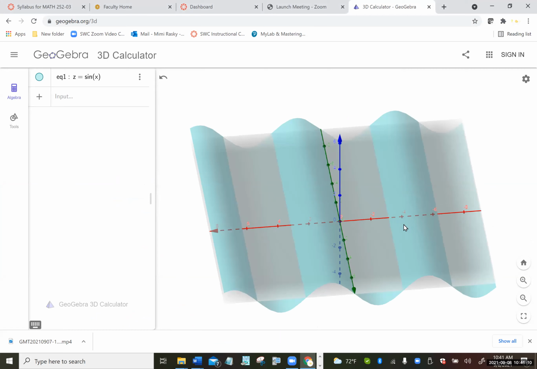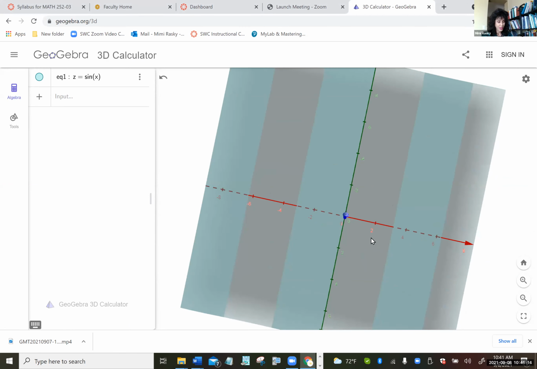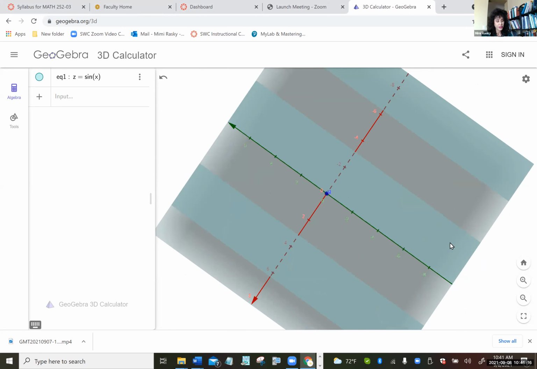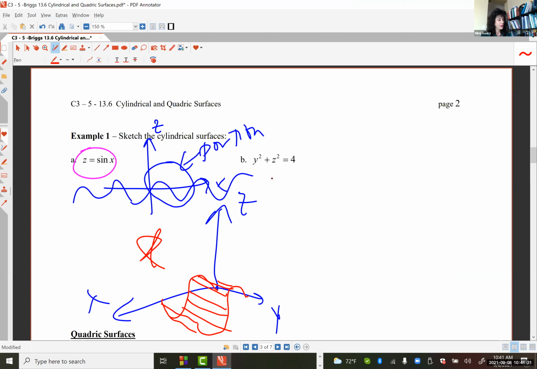Perfect. Yep. Yeah, so can you see that this looks a lot prettier than my drawing? I'm just trying to rotate it in different angles here. I'm not having much luck. So that's called a cylindrical surface, even though it doesn't look like a cylinder. And the reason why is because it's missing that one variable. That's kind of pretty.